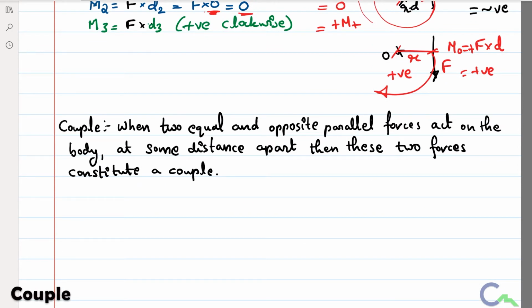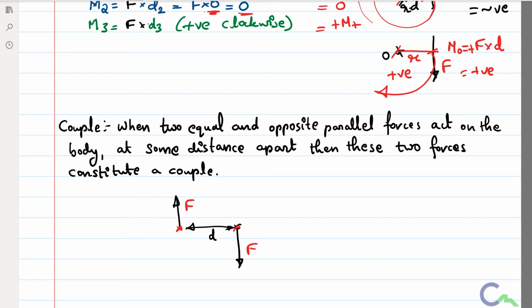The next concept is couple. When two equal and opposite parallel forces act on a body at some distance apart, then these two forces constitute a couple. By the figure I am going to explain this concept. If two forces are acting at a certain distance, I will take it as D, and maybe the value of the force is F. So this constitutes a couple. Equal forces acting at a certain distance are known as a couple.